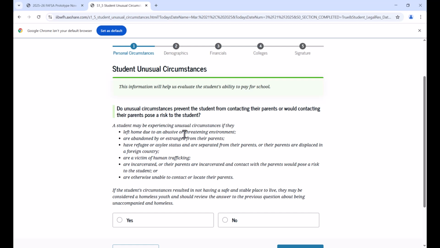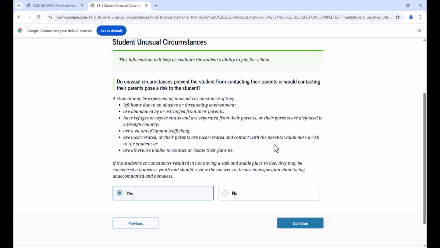They left home due to an abusive or threatening environment. They were abandoned by or are estranged from their parents. They have refugee or asylum status. They're a victim of human trafficking. Their parents are incarcerated, or they are incarcerated, and they cannot contact those parents as it could pose a risk. And the last one, they're just unable to contact or even locate their parents. If that is a student's case, then they will select yes and continue on with the form. If not, they'll select no and continue on with the form.